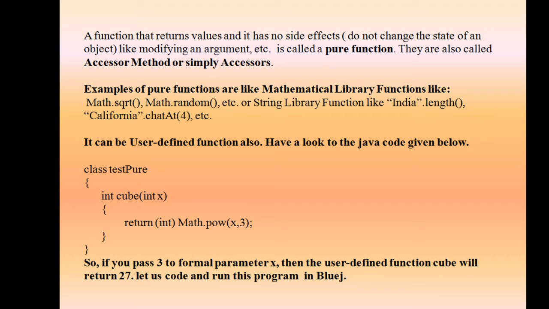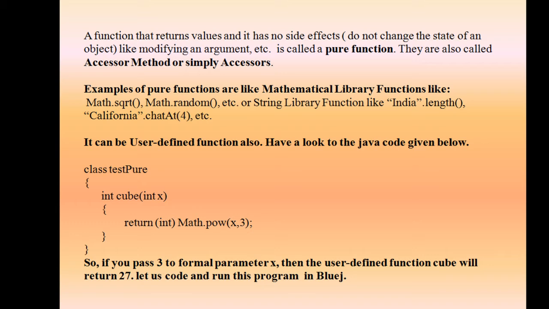Examples of pure functions found in the Java library are Math.sqrt and Math.random from the mathematical functions category. Then string functions also, like length, charAt, where string.charAt takes whatever index number you give. Then you have concat, equals, equalsIgnoreCase. Also you have character functions in the Java library.